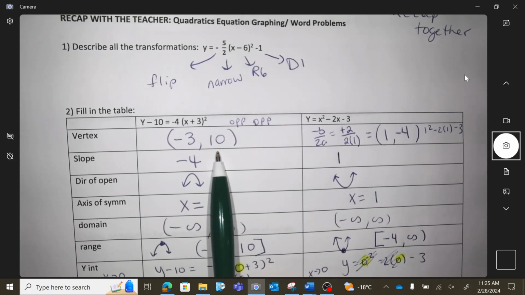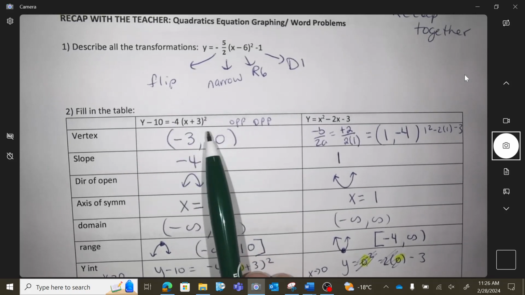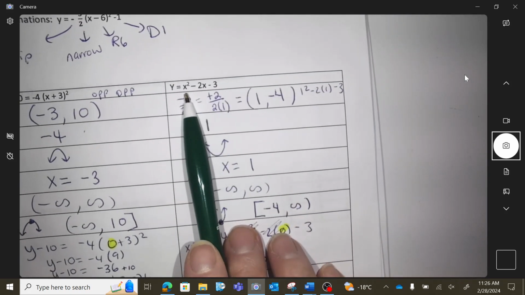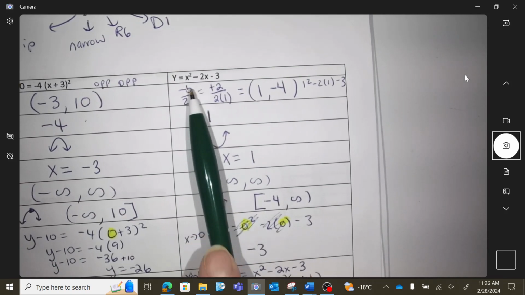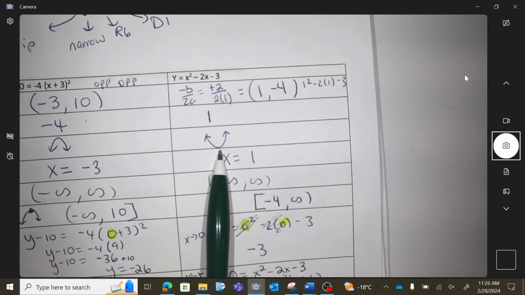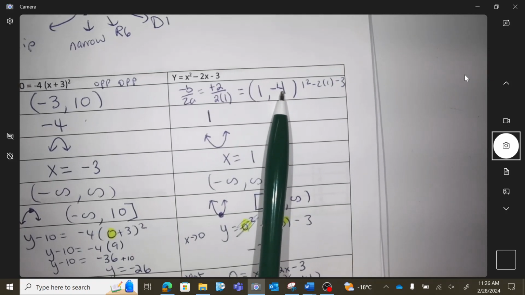If I ask you just, what is the min or max value? And you have to say what it is. Max 10. So looking at this one, what would you have answered? If I say min or max? Min. And the min is -4.